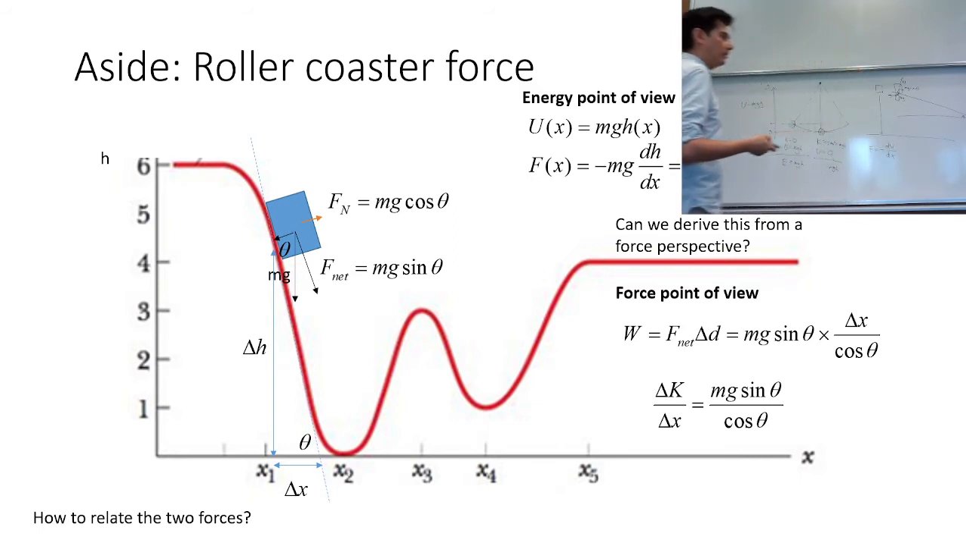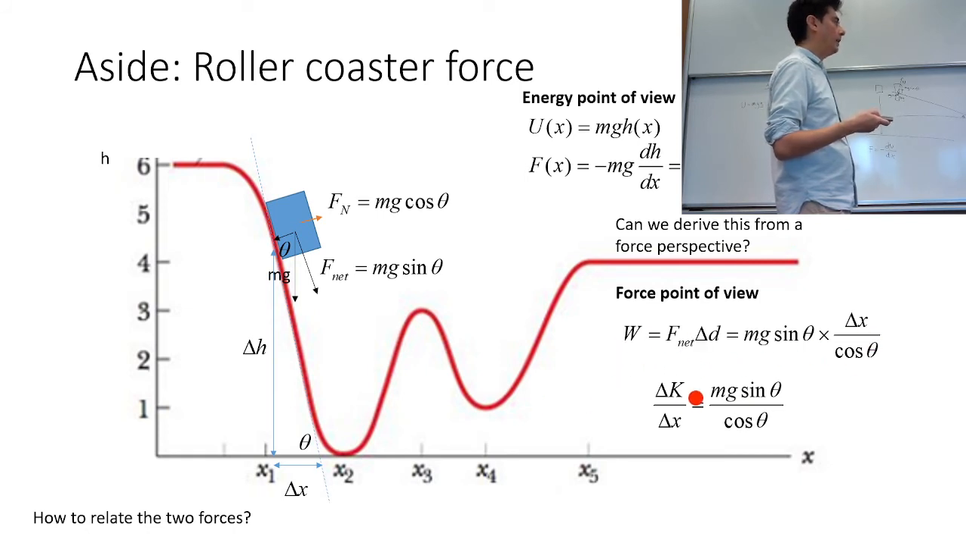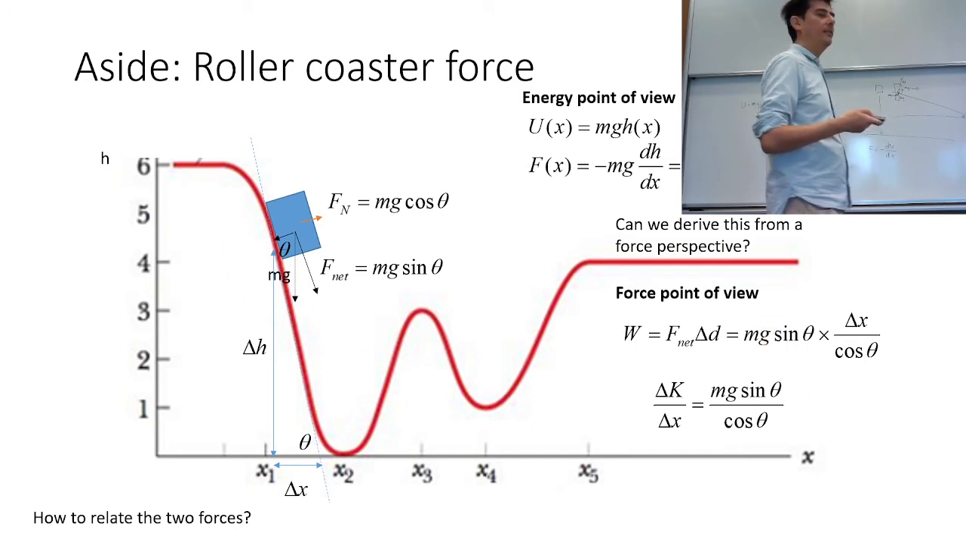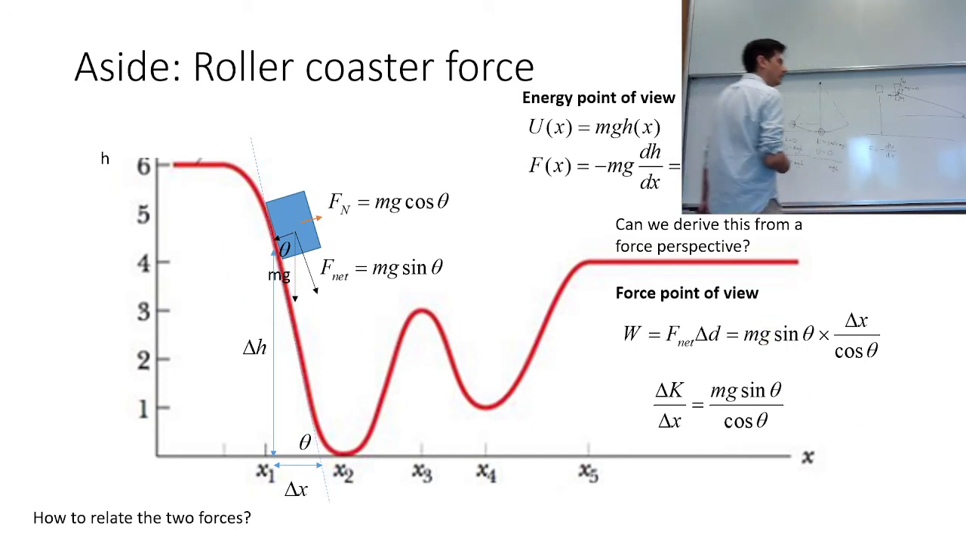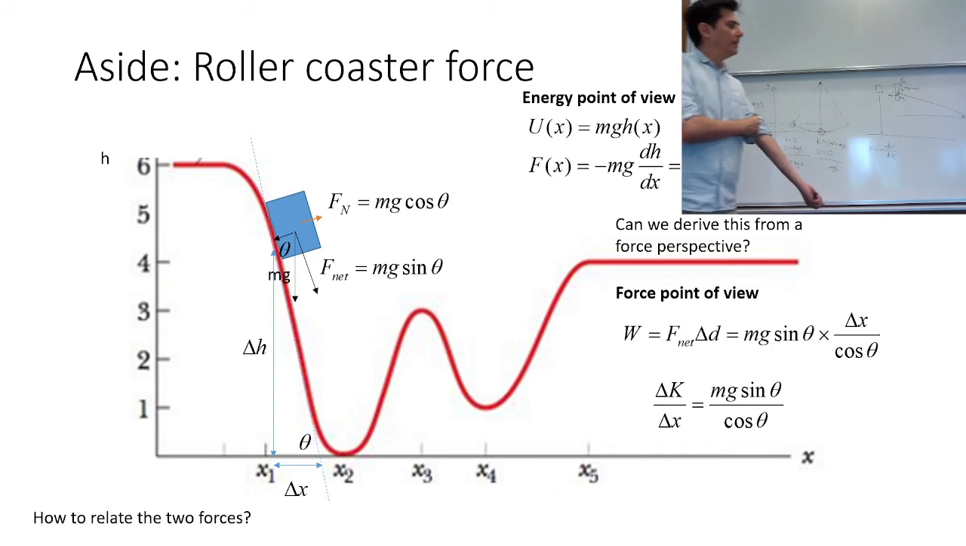What it comes down to is, the only way I could find to match up these two pictures is to first look at the work done when you move this object by some small distance d along, say, this triangle here, and then work out what the force is based on this small movement in the x direction. This is the only way I could see to match up these two calculations.